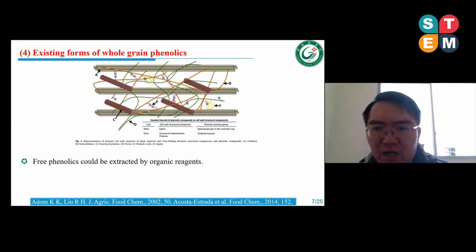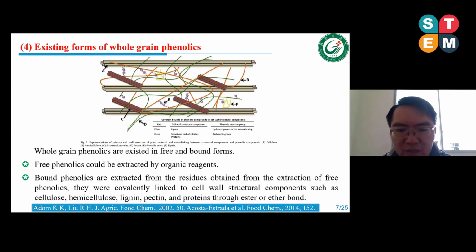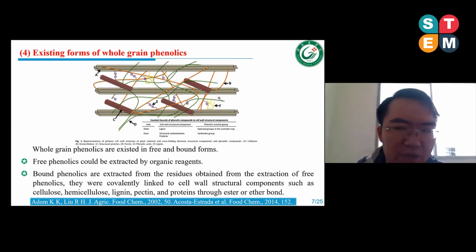Whole grain phenolics exist in both free and bound forms. Free phenolics could be extracted by organic reagents. Bound phenolics are extracted from the residues obtained from the extraction of free phenolics. They are covalently linked to cell wall structural components such as cellulose, hemicellulose, lignin, pectin, and protein through ester or ether bonds.